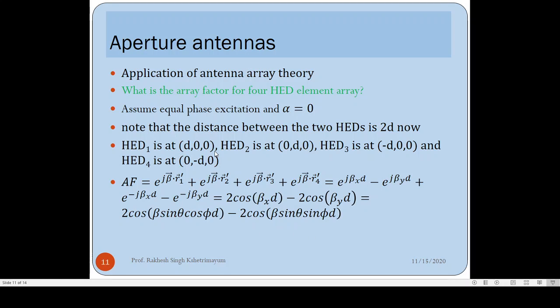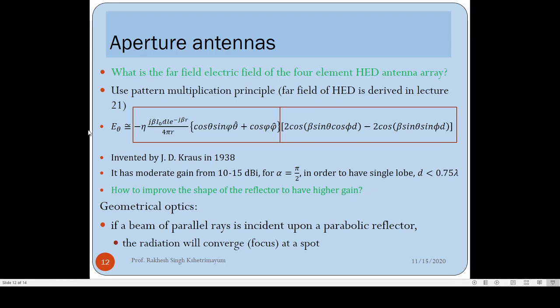I multiply this array factor to the radiated far field of a Hertz dipole. We know what is the radiated far field of a Hertz dipole. You multiply this array factor with that. By using the pattern multiplication principle, I can get the radiated fields of the antenna array. So this is what we have here. So we know the far field of the horizontal electric dipole, which is already derived in lecture 21. Use the pattern multiplication principle. This should be E here because we have theta and phi components for the horizontal electric dipole. Multiply with the array factor, then I get the total radiated fields.